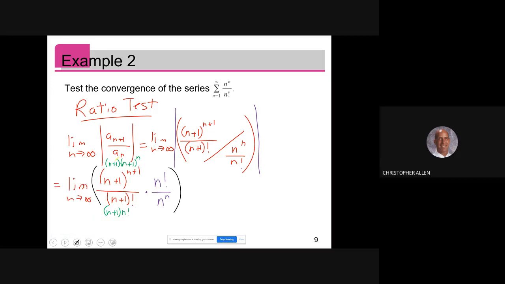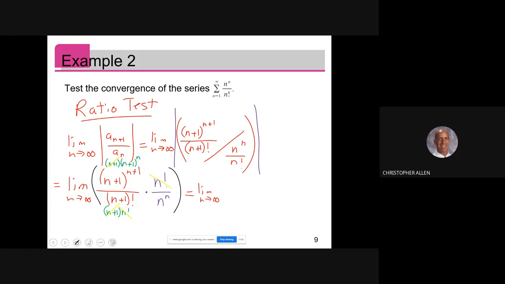Would you guys agree that that n plus 1 and that n plus 1 would cancel because one's in the numerator and one's in the denominator? Similarly, this n factorial will cancel with that n factorial. I'm going very slowly here because I don't want to make a mistake, first of all, but I also don't want to confuse anybody. So that's going to give me the limit as n goes to infinity.